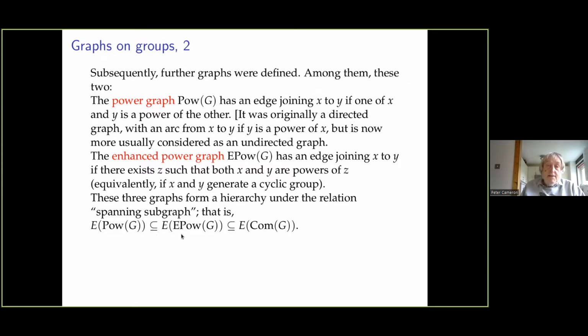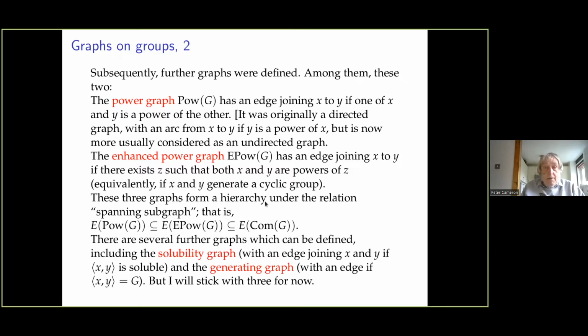Each one, the edge set is contained in the next. So each is a spanning subgraph of the next. An edge in the power graph is clearly an edge in the enhanced power graph. And an edge in the enhanced power graph is an edge in the commuting graph because a cyclic group is abelian. And you could go on and say, well, what about joining x to y if the group generated by x and y is a soluble group? I will say something about that later on.